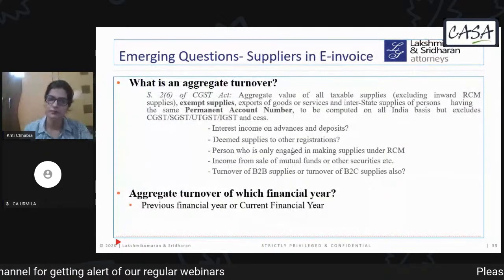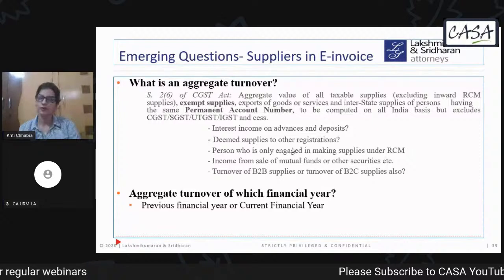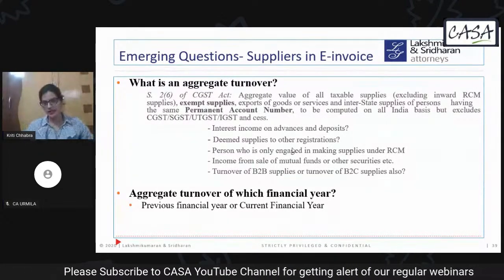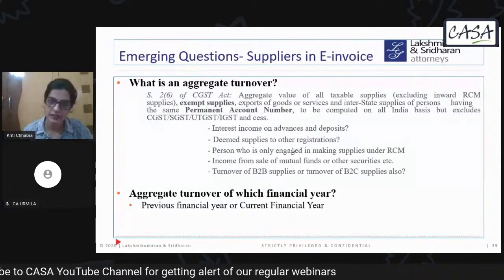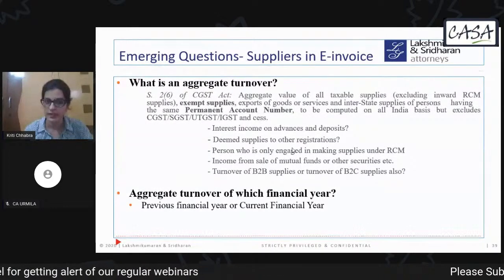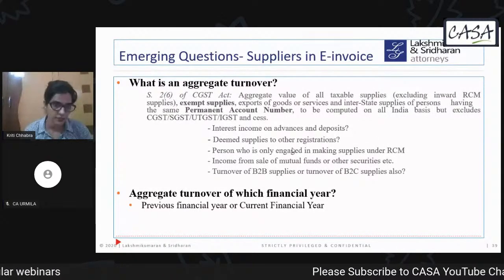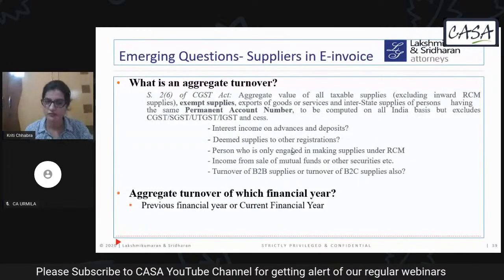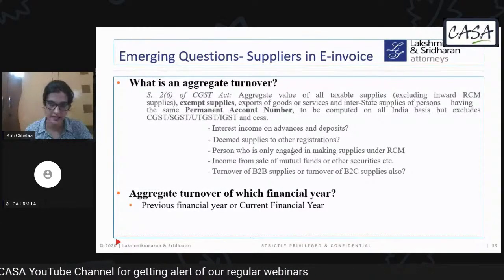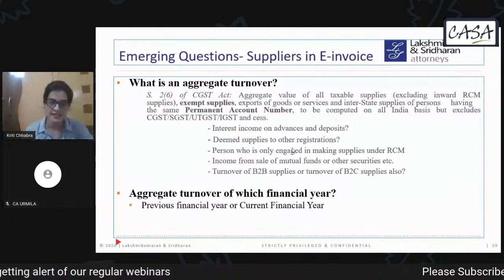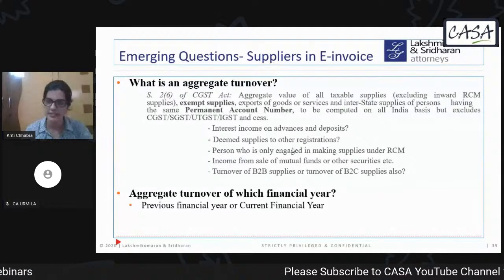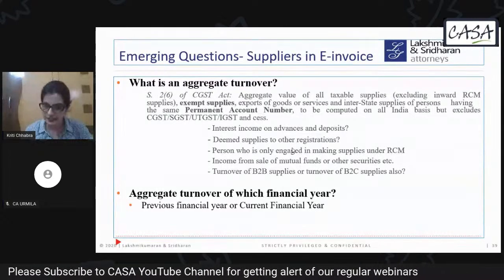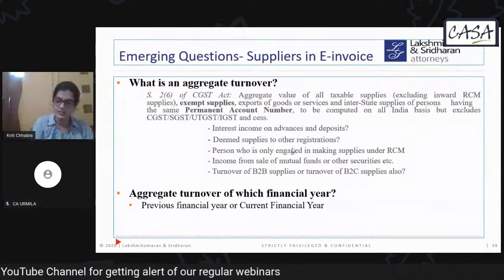Now comes another question: what are the suppliers who are required to follow this e-invoicing platform? This question arises because if you see the notification, it provides a person whose aggregate turnover in a financial year exceeds 500 crore. So aggregate turnover has been defined under the CGST Act. In the light of that, if we see, it is the aggregate value of all taxable supplies, excluding inward RCM supplies, exempt supplies, export of goods or services, and interstate supplies of persons having the same PAN, to be computed on an all-India basis, but it excludes certain taxes of CGST and the like.